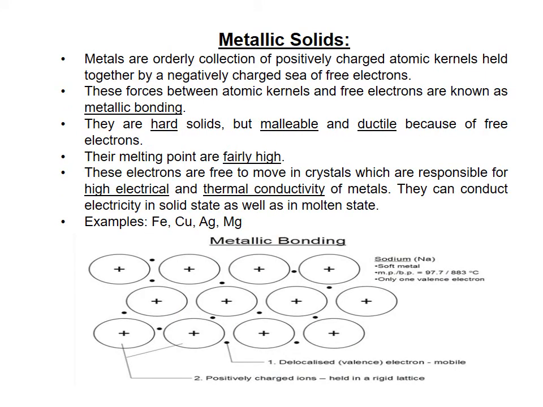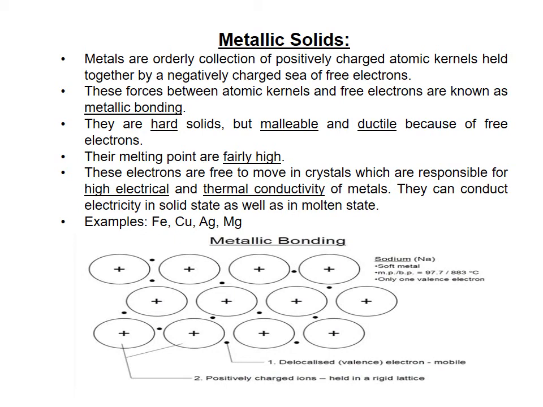The third crystalline solid is metallic solids. They show metallic bond between their atomic kernels and delocalized electrons. What is meant by atomic kernels? The positively charged nucleus containing protons and neutrons and the inner orbital electrons together are known as atomic kernels. What are delocalized electrons? Those electrons which are considered as outermost valence electrons are known as delocalized electrons.